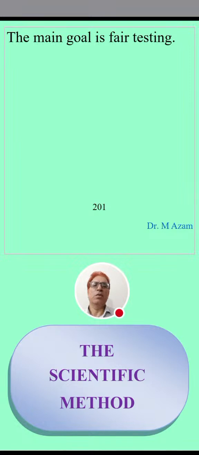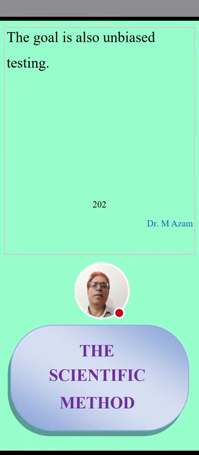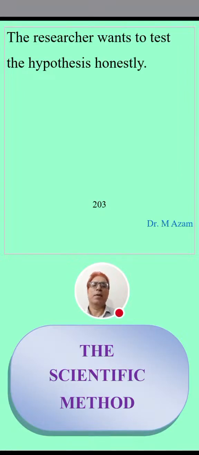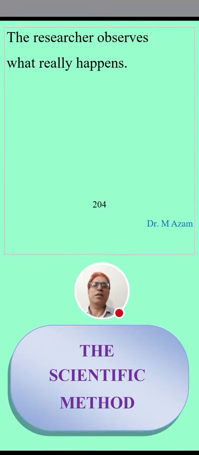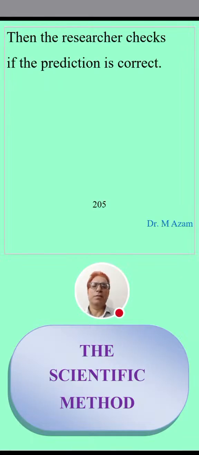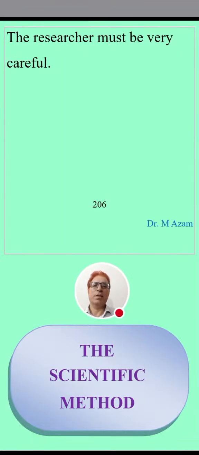The main goal is fair testing. The goal is also unbiased testing. The researcher wants to test the hypothesis honestly. The researcher observes what really happens. Then the researcher checks if the prediction is correct.